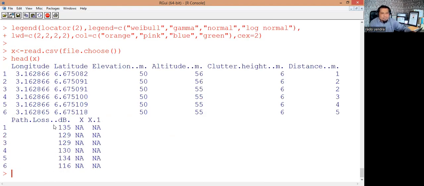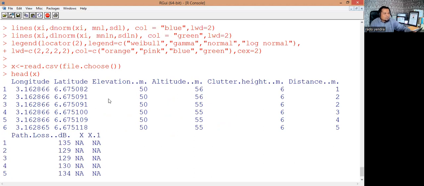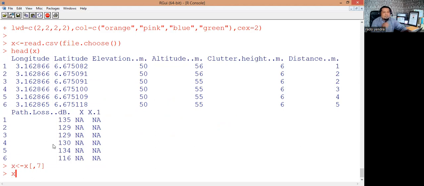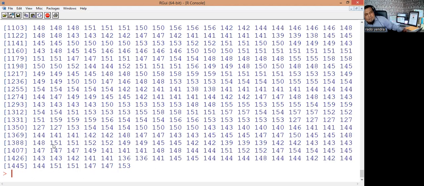For the path loss data, we have the longitude, latitude, elevation, altitude, cluster height, distance, and the path loss. The 7th column is the data that we want to try for the four models. So we just set X to be the 7th column. Then X is our data, the path loss data. After we have the data, we try to estimate the parameters using optim.